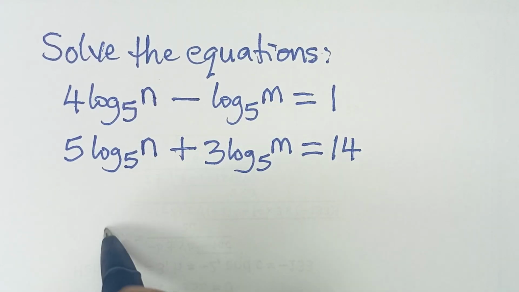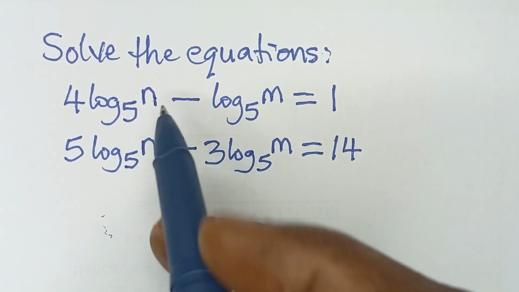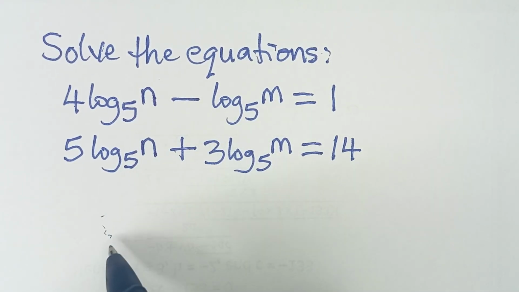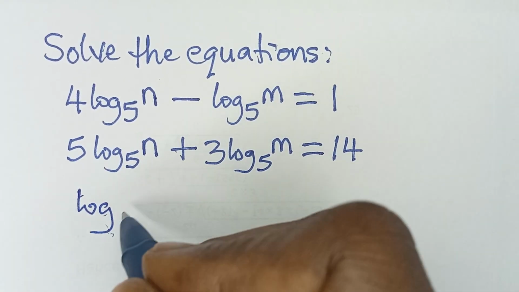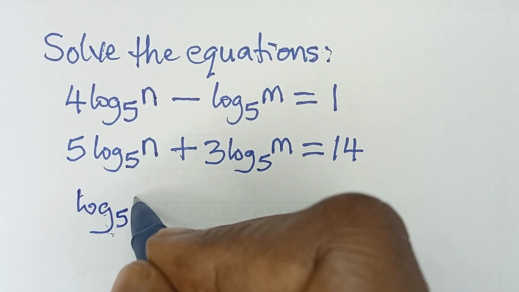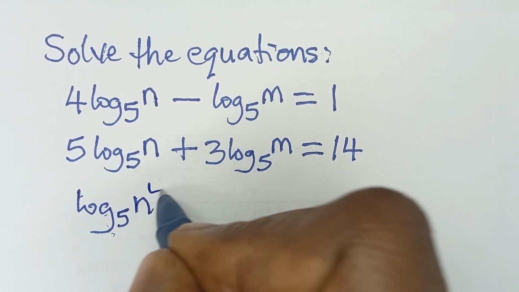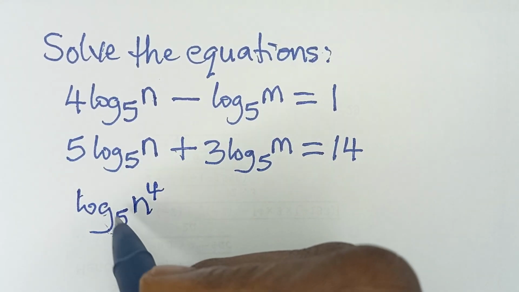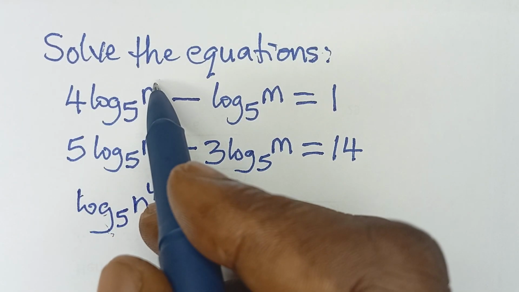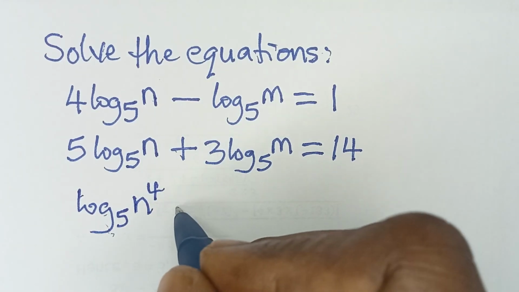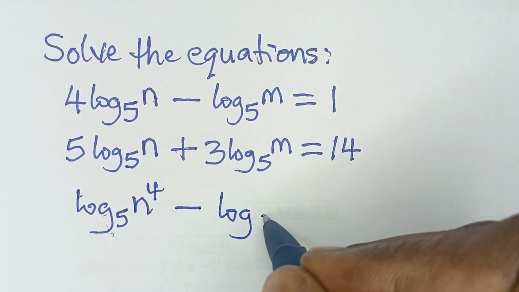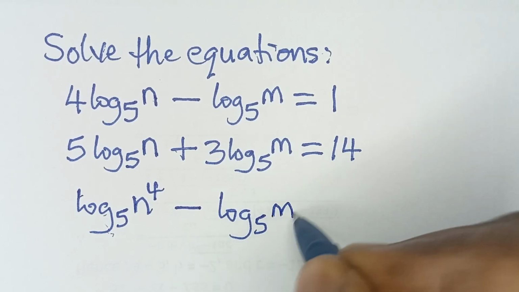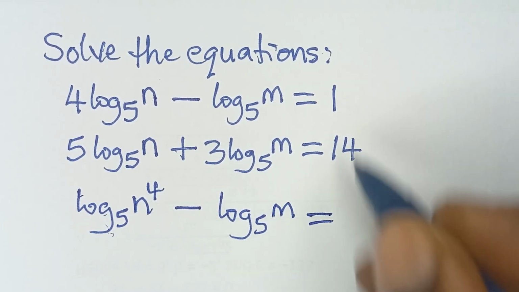So that means we can rewrite this now as log n raised to power 4 to the base 5. So this 4 becomes the power of n. Then minus log m to the base 5, and that will be equal to 1.